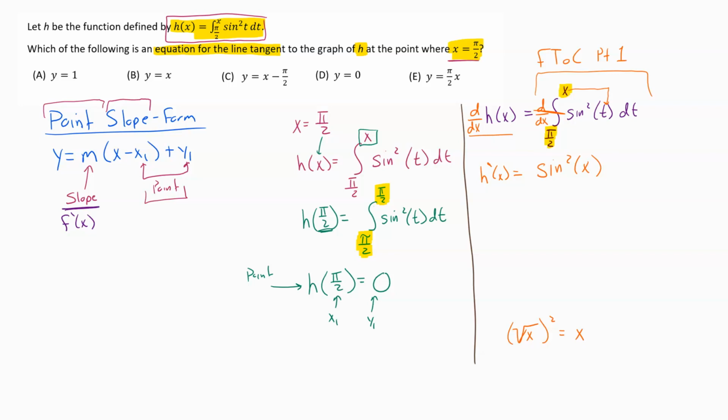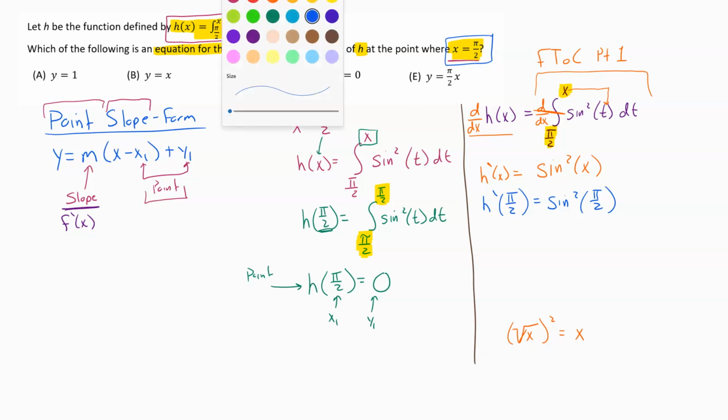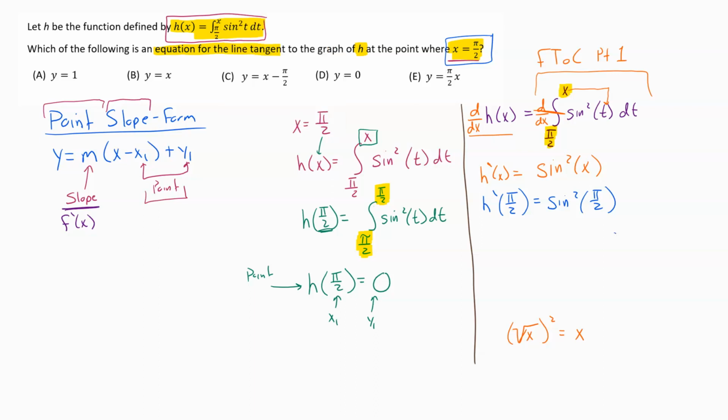Well, now I need to find the value, right? So I go back, and again, I'm going to plug in the x value. I want to find the slope at that specific point. So I plug in pi over 2. This would be sine squared of pi over 2. And at this point, this is where your unit circle information needs to pop out of your brain. We need to know what is the sine of pi over 2.